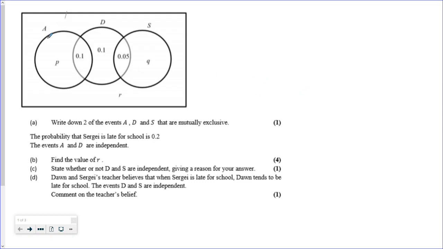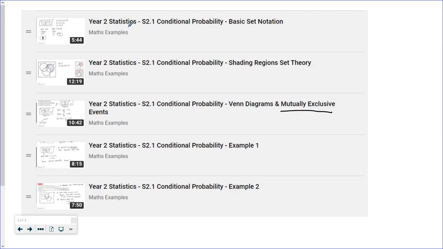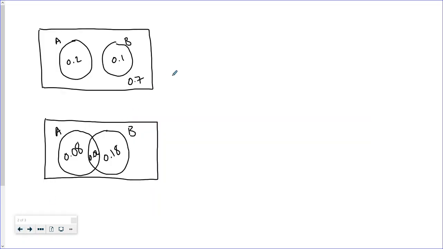In this video, we're going to look at this example, this question from the CAS. Before you do that, I would really recommend you look at S2.1 from the Year 2 textbook, because these videos go through what does mutually exclusive mean, and it also goes through some of the basic set theory notation that I'm going to use. So we need to understand what mutually exclusive means first.